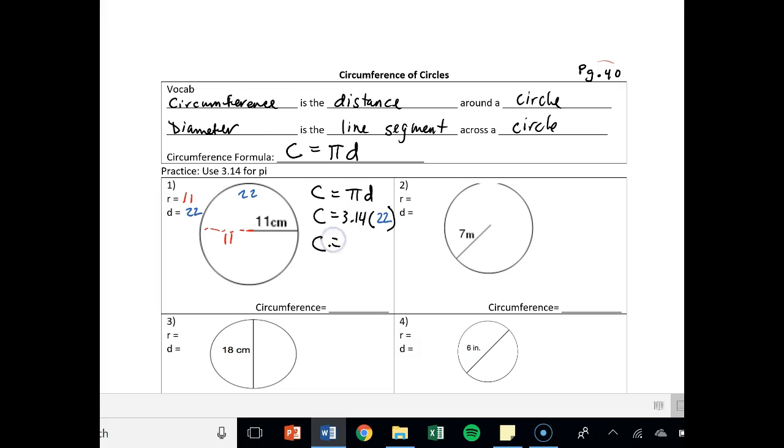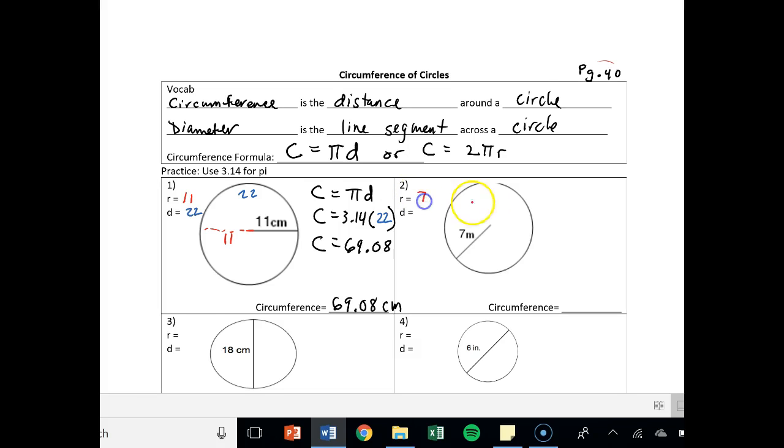And then we have C is equal to 69.08. And so 69.08 centimeters, just regular units, is your answer. Now, you could also, there's another formula, C is equal to 2 pi r. Please write that down. And that formula is, if you're given a radius, you could solve it that way instead of extending it for a diameter. So let's try that with number 2.